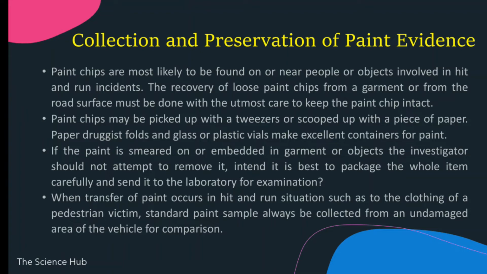Paint chips may be picked up with a tweezer, scooped up, or with a piece of paper. Then the paper should be folded with the druggist fold, and glass or plastic vials make excellent containers for the paint. If the paint is smeared or embedded on the garment or object, the investigator should not attempt to remove it. It should directly package the whole item carefully and send it for laboratory examination.